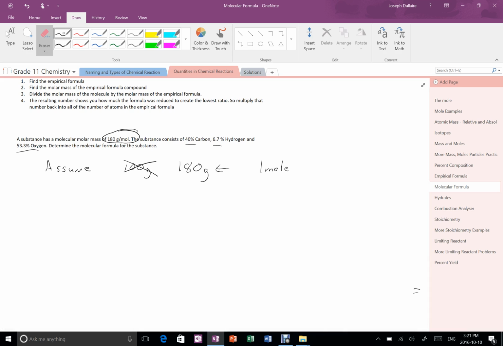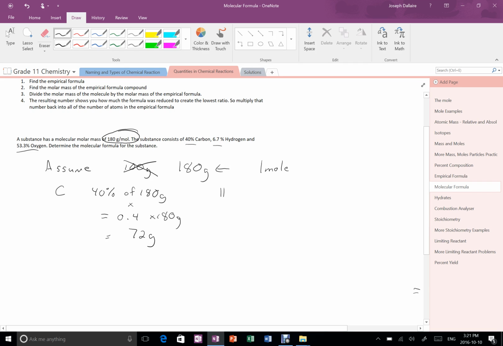There we go. So for the carbon now, if I had 180 grams and I have 40% of the compound is carbon, that means 40% of the 180 grams, and remember, of in math means times, so this really means 0.4 times 180 grams. So if I had 180 grams total, that would mean that 72 of my grams were carbon.